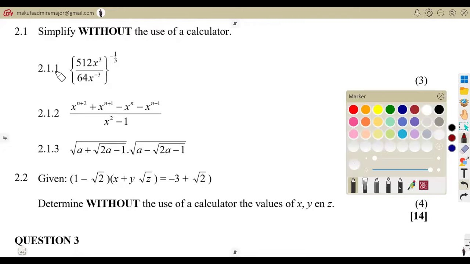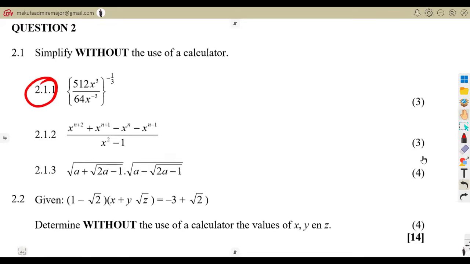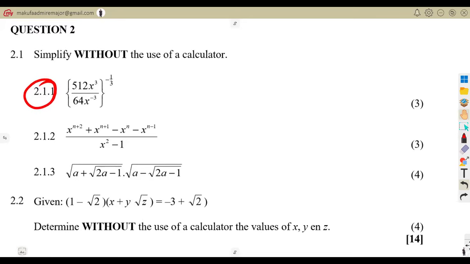All right. Anyways, 2.11 on question number 2, we were being asked to simplify without the use of a calculator. The calculator is not required here. So that's 2.11. Let's divide, guys. This can be divided, isn't it? 512 divided by 64. That's 8. Then there we are dividing.